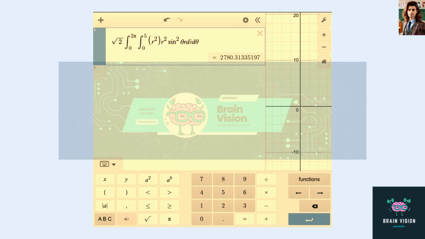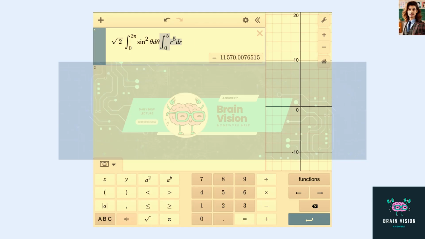But in this case, the r will go here, so we'll end up getting r to the 5th dr d theta. Then we'll move this sine squared theta and make this portion d theta. We can evaluate these integrals separately now. So we'll get, as a result, square root of 2 times this integral times this integral.